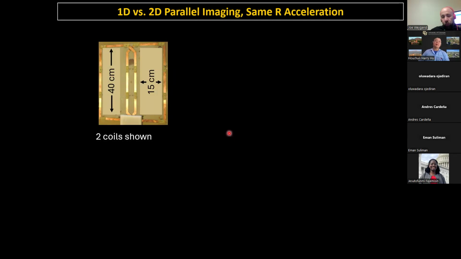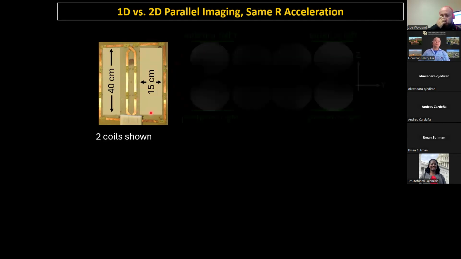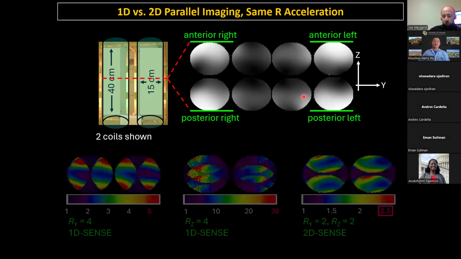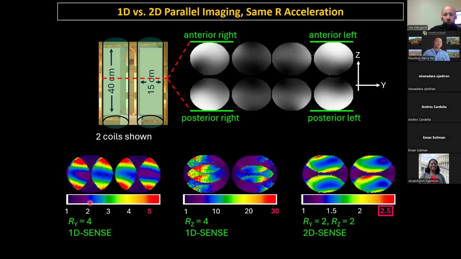So this is when you take a coil apart, they're nothing but just coil circuits. And this was actually designed for 2 legs. So this is actually 2 cylinders. You can see where the coils are relative to the legs. And you can look at geometry factors in one direction, in the other direction, or in a 2x2 direction. And again, sometimes if you're trying to achieve a net acceleration of 4, trying to do it in 2 dimensions is actually better.